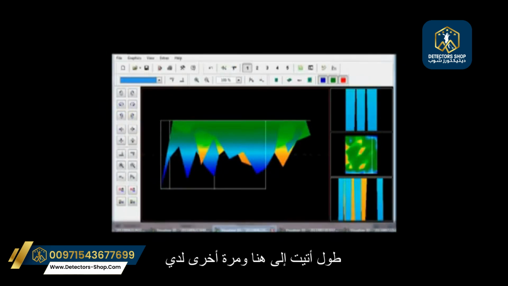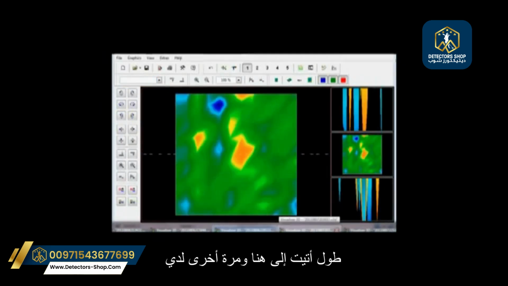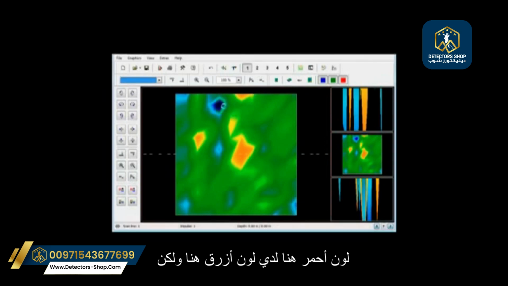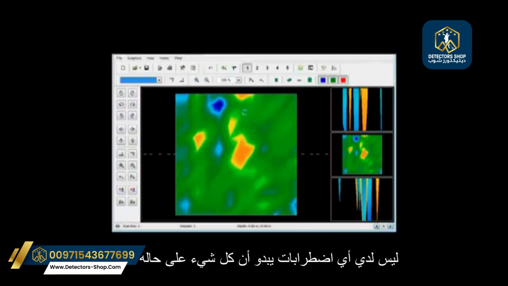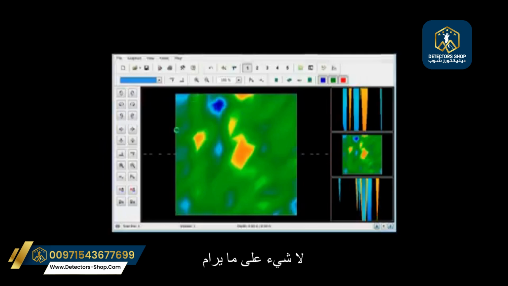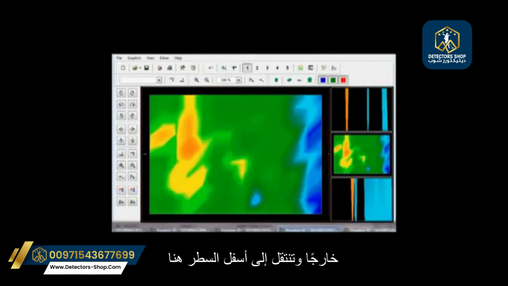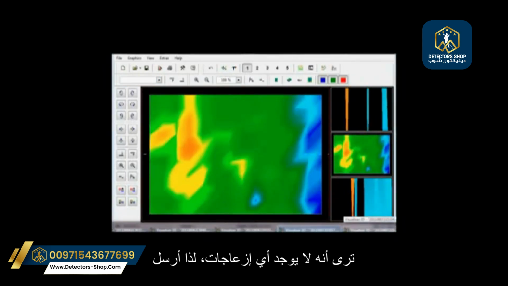Okay, moving along, I come over here, and again I have a red over here, I have a blue over here, but I don't have any disturbances. Everything seems to be about the same. Nothing is really stronger than the other where it sticks out. And moving on down the line here, you see there's just no disturbances.